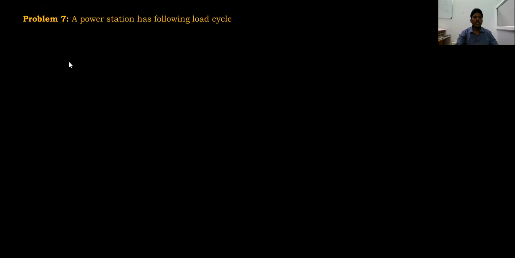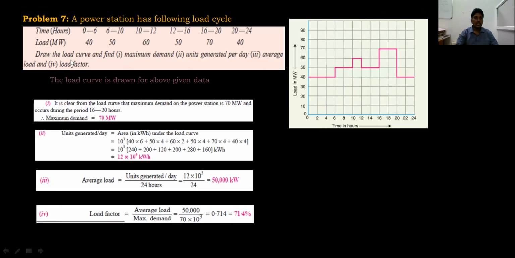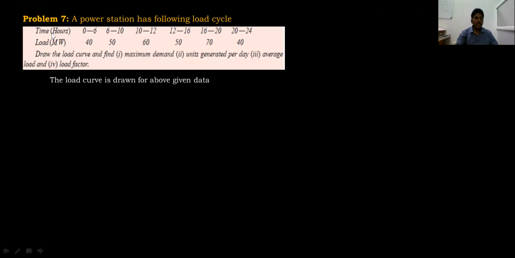In the second problem, a power station has the following load cycle. The load cycle is given as time and load. A load curve is always drawn between time and load. From 0 to 6 hours, the load is 40. 6 to 10 hours, the load is 50. 10 to 12 hours, the load is 60. 12 to 16 hours, the load is 50. 16 to 20 hours, the load is 70. 20 to 24 hours, the load is 40.